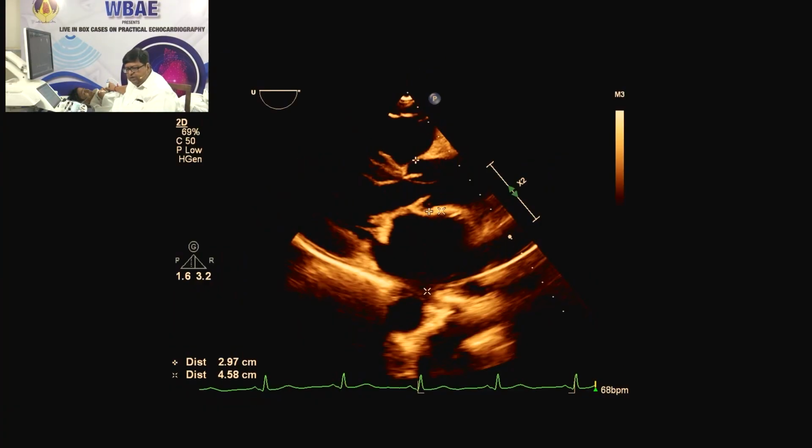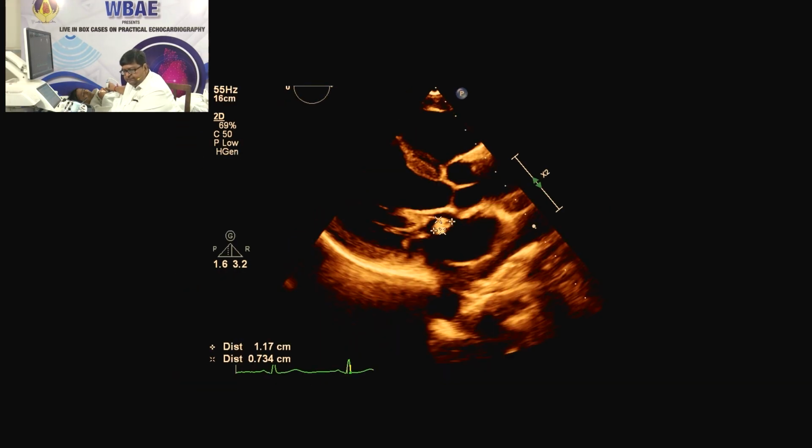imaging over here. As we see, the left atrial diameter is somewhat increased, it is 4.58 centimeter. But a point to note is that with this severe mitral regurgitation, we are having a left atrial diameter of 4.6. It is not hugely distended. So the mitral regurgitation is probably of relatively recent onset.